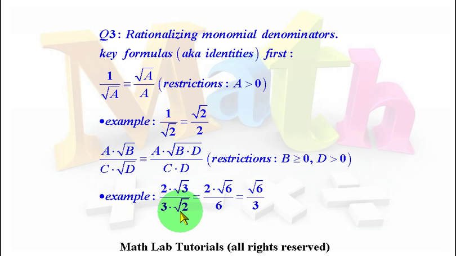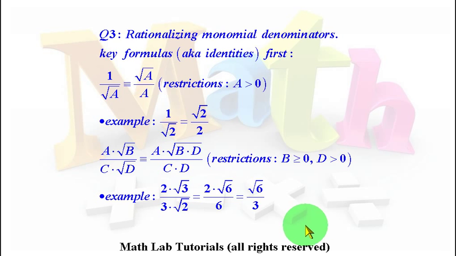Example: 2 root 3 over 3 root 2. Remember what I told you. Bring the 2 upstairs. You get 3 times 2, which is 6, and then remove the radical; 3 times 2, which is 6, on the bottom. So altogether, you get 2 root 6 on top, and then 3 times 2, which is 6, on the bottom. It just so happens that 2 goes into 2 once, and 2 goes into 6 three times. So this reduces to square root 6 divided by 3. If you can remember this, it will come in really handy.